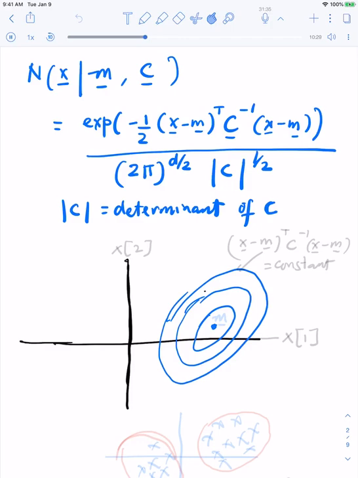Now, this density only exists if C is invertible, and I can write this C inverse term. C does not always necessarily have to be invertible. You can have jointly Gaussian random variables whose joint density does not exist. But again, that's a nuance we don't need to go into for the purpose of this course.